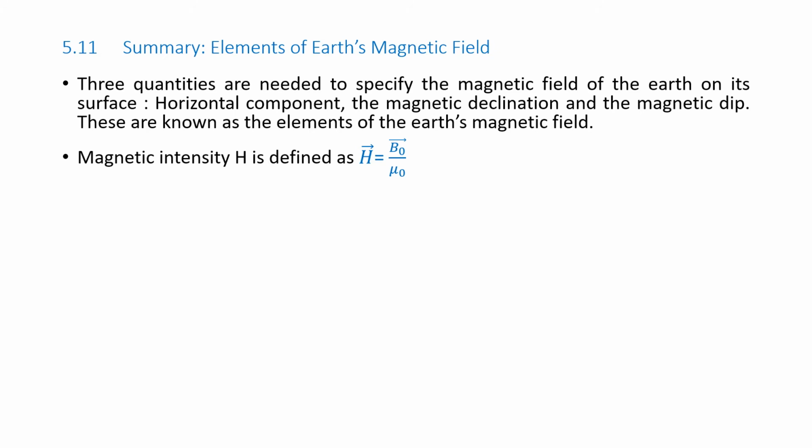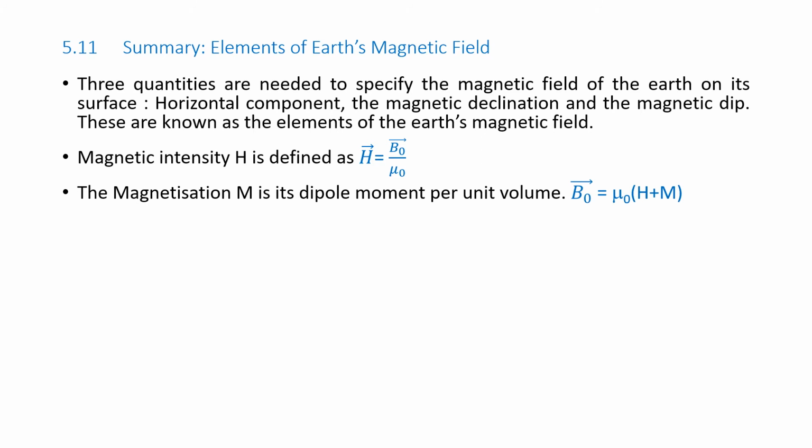Magnetic intensity H is defined as vector H is equal to vector B naught over mu naught. The magnetization M is its dipole moment per unit volume. Therefore, B naught vector is equal to mu naught into H plus M.